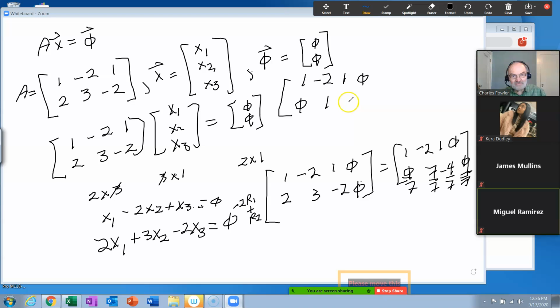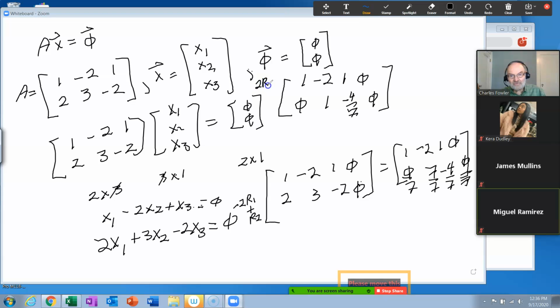Negative 4 divided by 7 is negative 4/7. Goodness gracious, I can't even talk. Negative 4/7. And 0 divided by 7 is 0. All right. Now, the one last thing we need is that we got a 1 here, 0 there. First non-zero entry is 1 here. We need that to become a 0. So how do we do that?